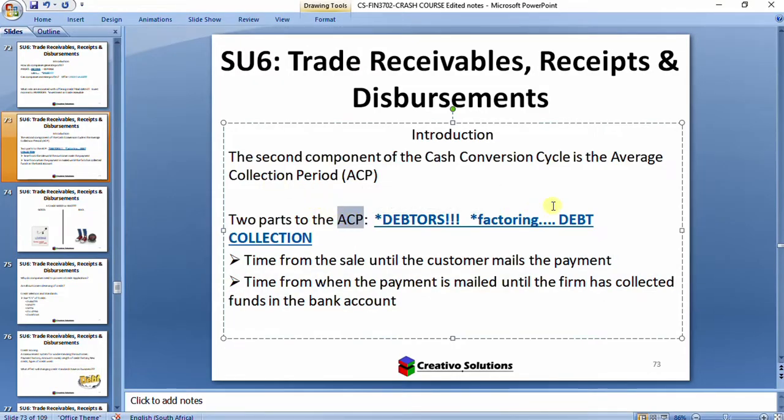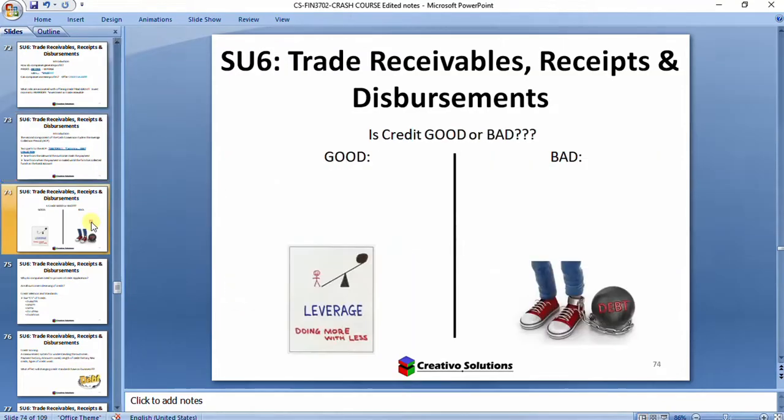Okay, collections aren't always that, how can I say, simple. Sometimes collections can be quite complicated, especially if you've got bad debt or you have legal proceedings that need to go through, whatever the case might be. There could be additional time that it takes in order to collect the money. I'm not going to spend too much time on this.